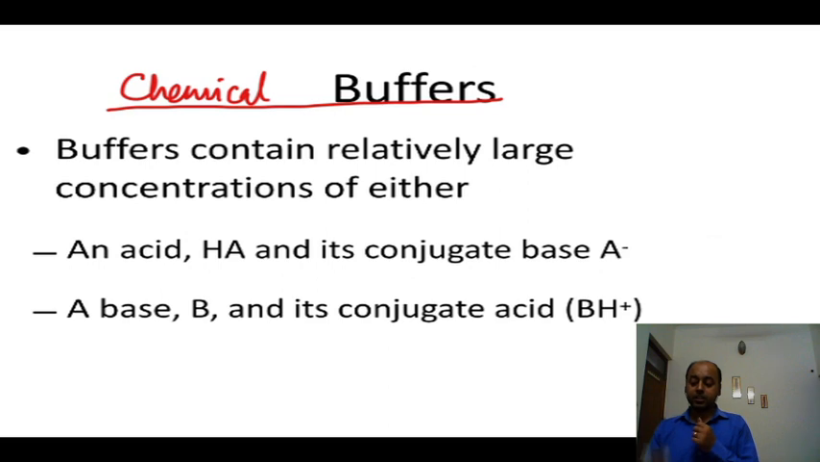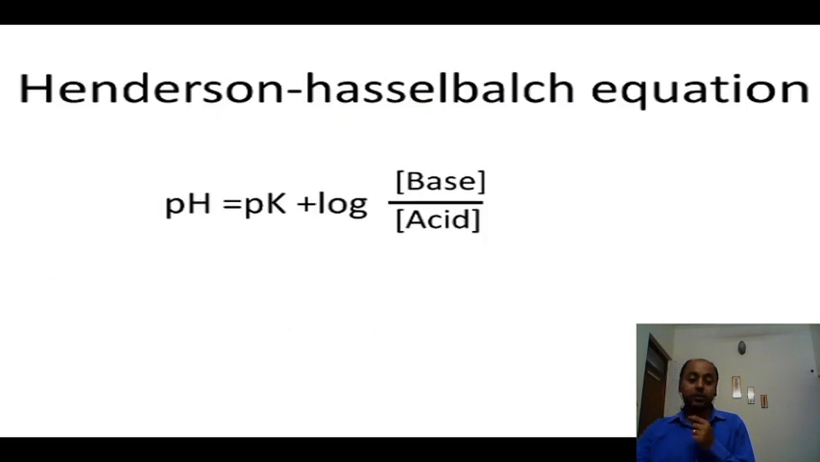Like we said previously, the chemical buffers contain a relatively large concentration of an acid with its conjugate base, or a base with its conjugate acid. So: strong acid, weak base; strong base, weak acid. This is the buffer composition. The action of a buffer is described by the Henderson-Hasselbalch equation. The Henderson-Hasselbalch equation describes the action of the buffer.